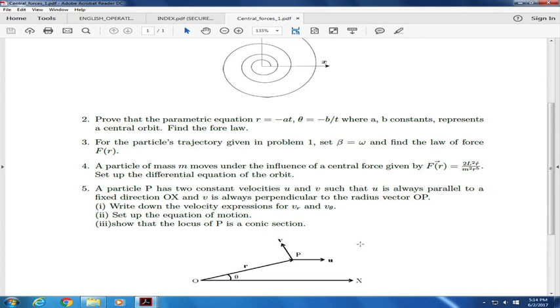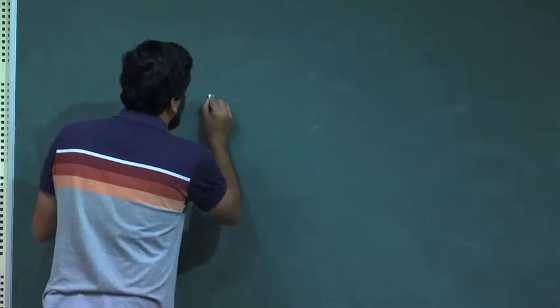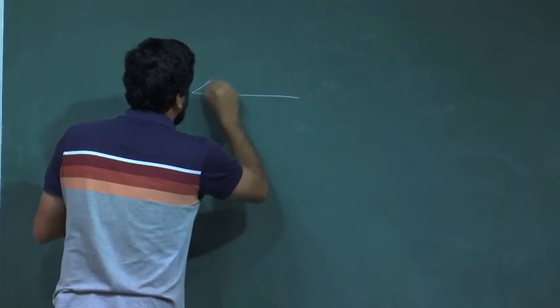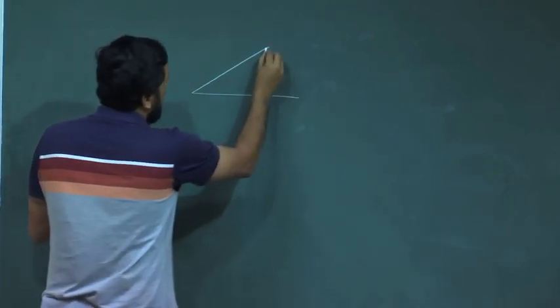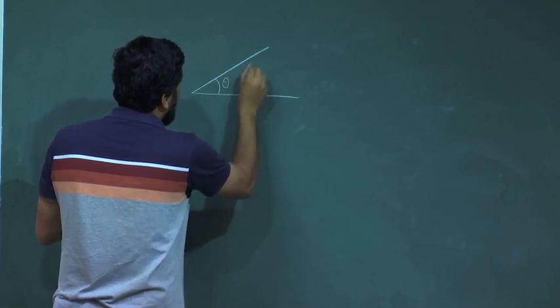So, a particle P is moving under the influence of some force. We are not sure what is the exact nature of the force, but it has two velocity components which are very well defined. The velocity u is always parallel to this OX axis. So, we can take this OX axis as a reference axis and we can define this theta angle from there. Now, if we come to the board and draw this over here, this is my theta angle.